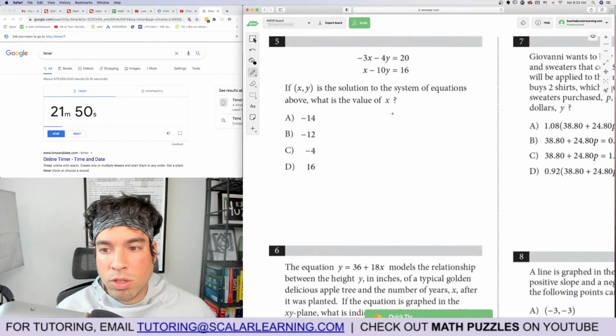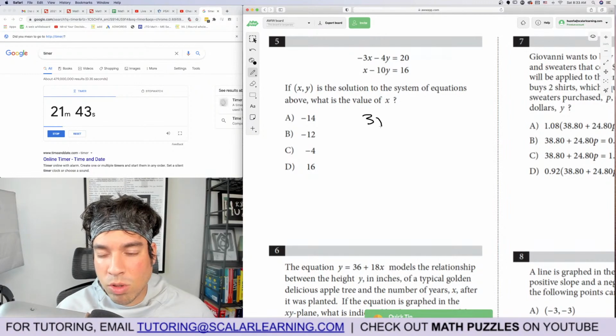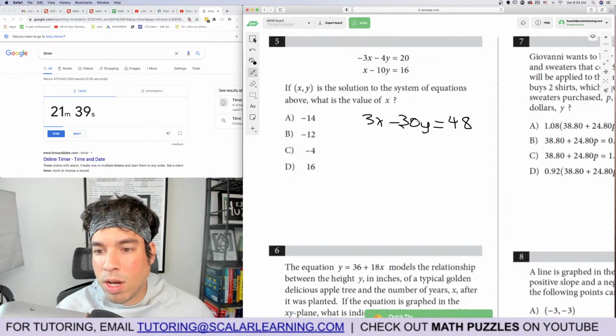If x, y is the solution to the system of equations above, what is the value of x? All right, system of equations. I'm going to first multiply the bottom one by 3. So it becomes 3x minus 30y equals 48. Why did I do that?